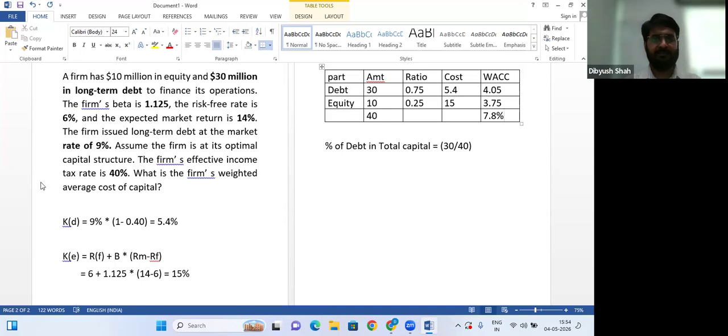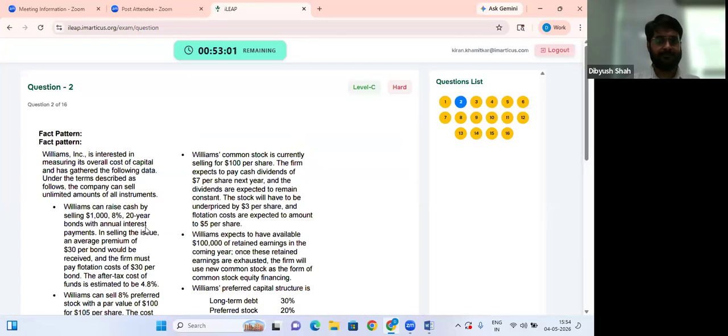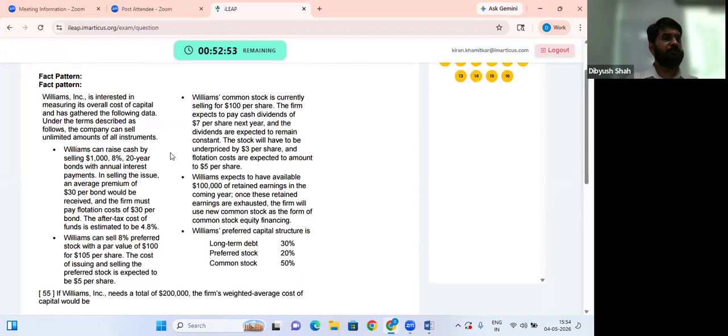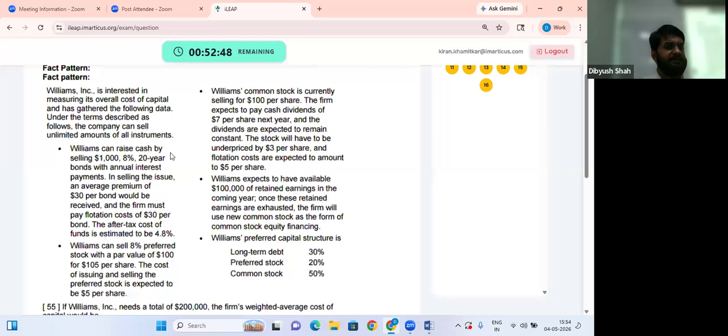Then let's move ahead. See, this is a very good question. A difficult and a good question. This is what we should solve actually. More of this. See, Williams Inc. is interested in measuring its overall cost of capital. So there is a company called Williams Inc. They want to measure their overall cost of capital and have gathered the following data.